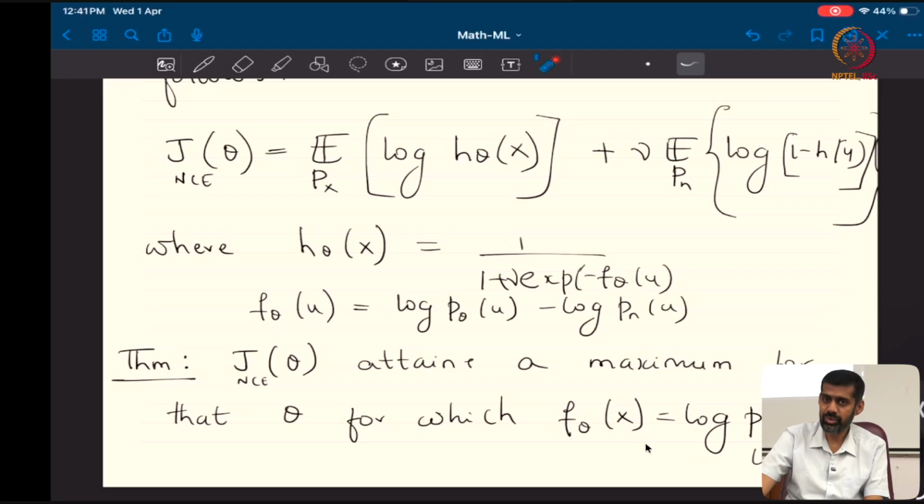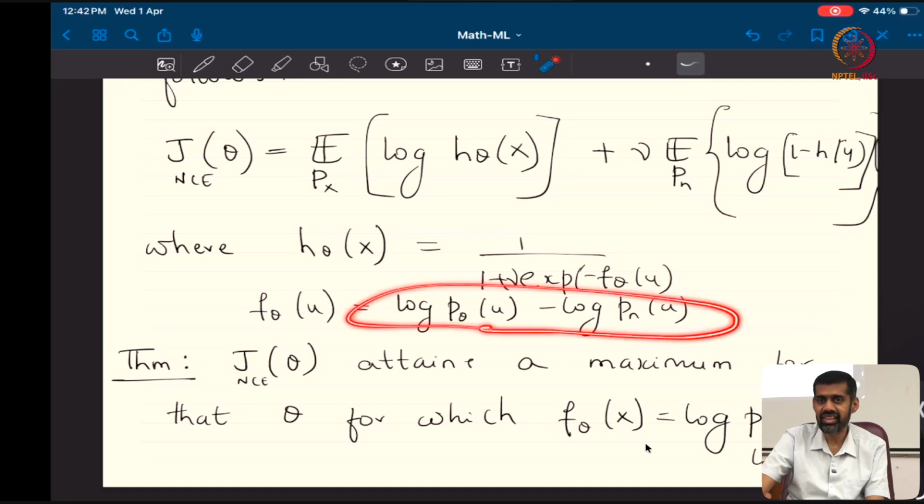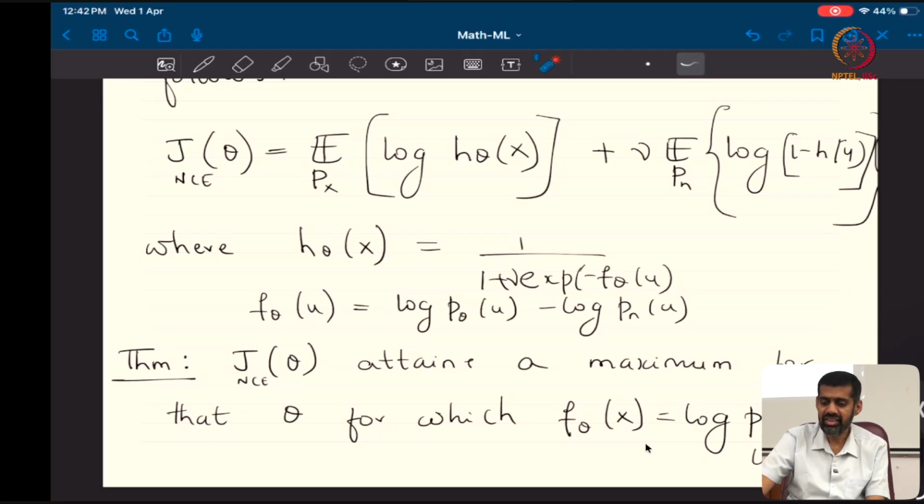So, the moral of the story is as follows. By the way, did you notice that nowhere in the entire construction did the normalization constant z appear? Because there is log of p theta and log of pn of u, the z, which is the normalization constant, gets cancelled away. So, you can use this with EBMs as well. In fact, the original paper that proposed this idea is titled noise contrastive estimation of unnormalized statistical models, NCE for unnormalized statistical models.